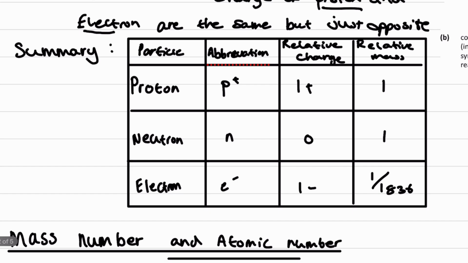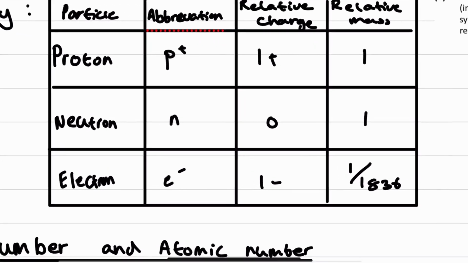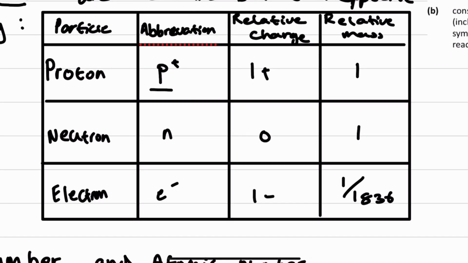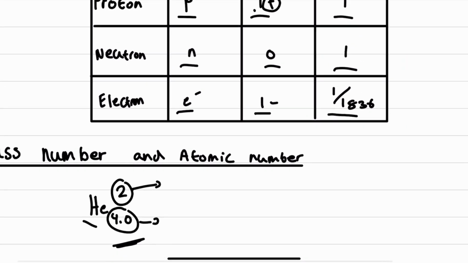So this is a quick overview or summary of all of those properties that we just ran through. The proton, the abbreviation being P+, relative charge 1+, relative mass 1. Neutron, abbreviation N, relative charge 0, relative mass 1. Electron, E-, charge 1-, and relative mass is 1/1836, or negligible. Now, just to be really careful, the relative charge shows the symbol after the number. That is something that you must be aware of.